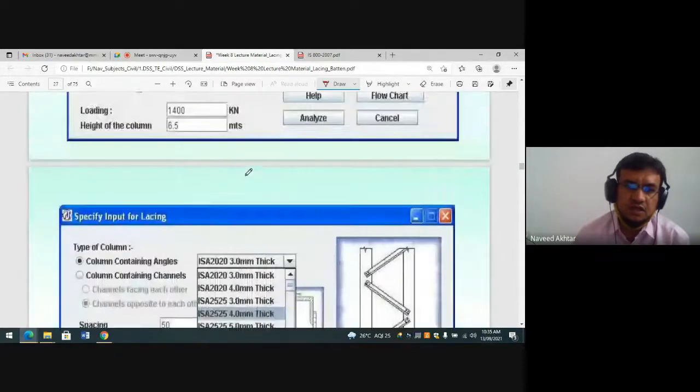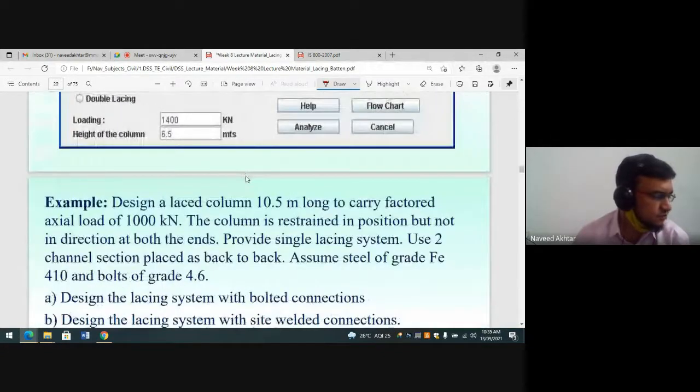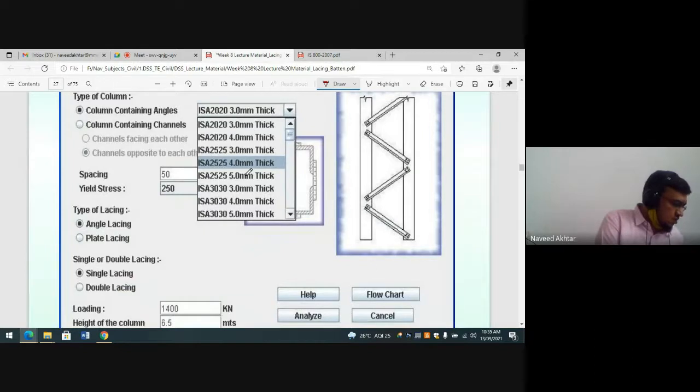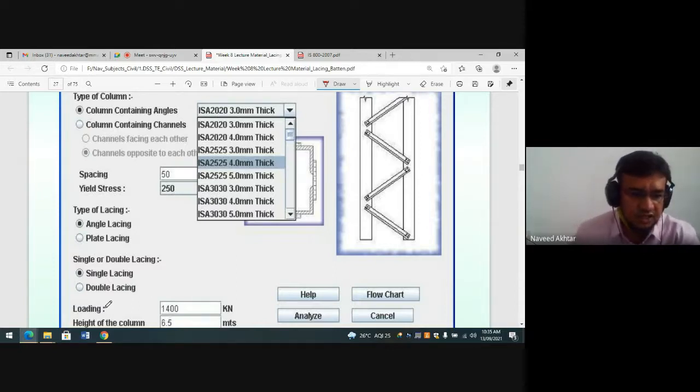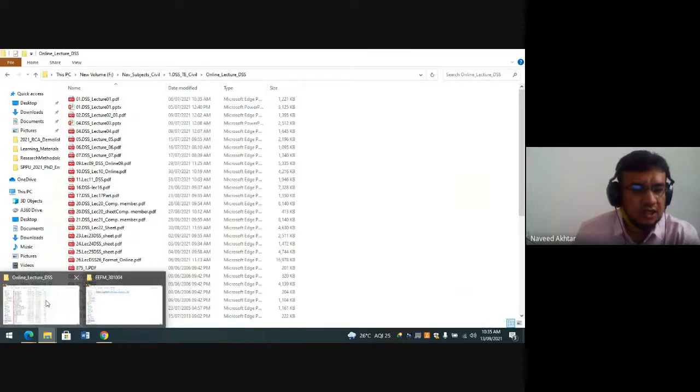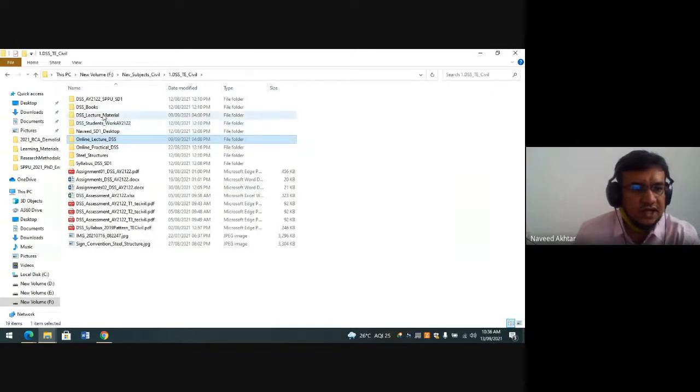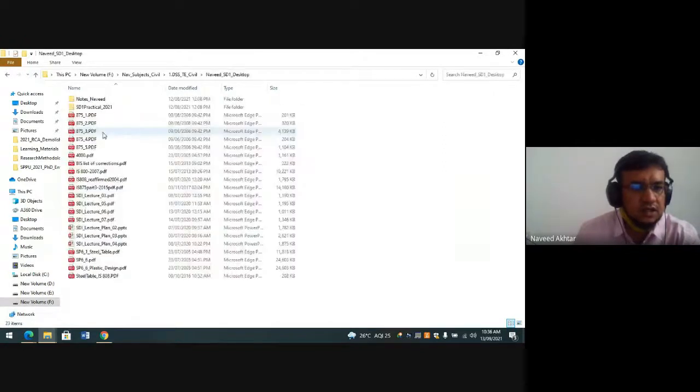Now we will see one example, and we will take that example in the next class. Now I will repeat the steps for design of the lacing system once again. First, what to do, we will see the step by step procedure so that you can understand it and you can design.